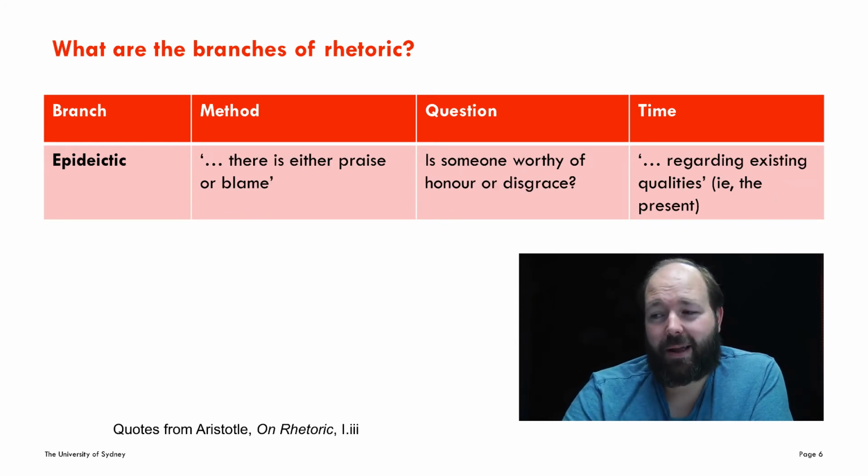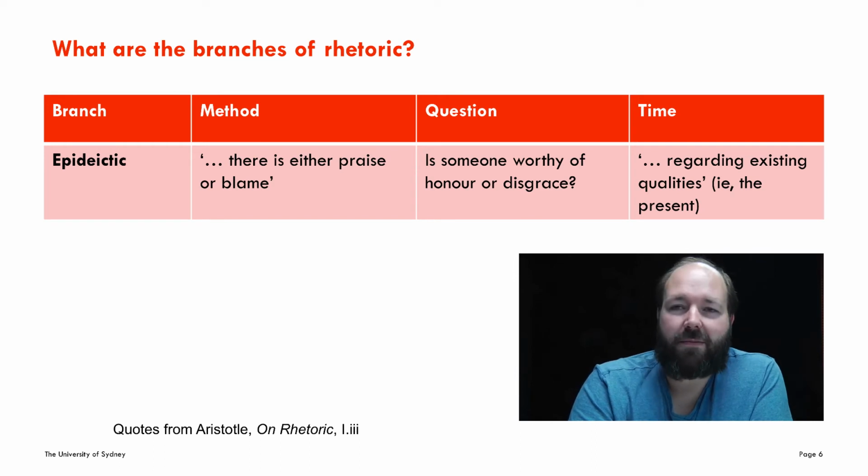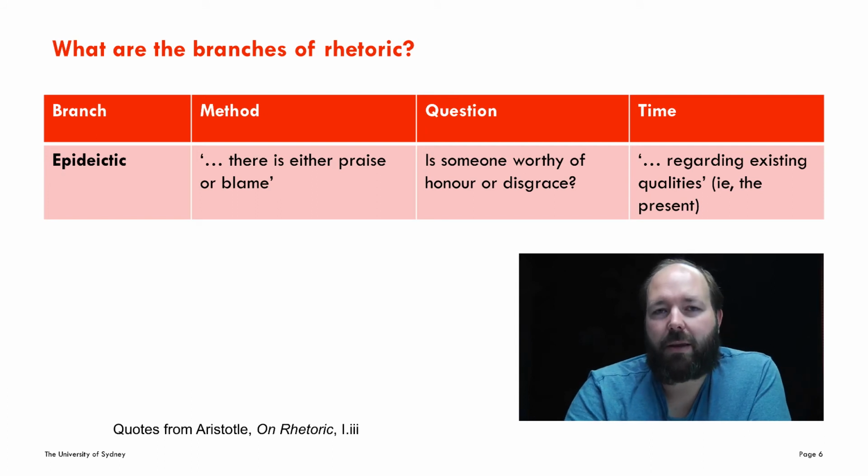Epideictic rhetoric refers to arguments that occur in the present regarding existing qualities. Because it refers to present people or situations or activities or events, the main method for an epideictic speech is either praise or blame, whether something is worthy of honour or worthy of disgrace. So epideictic rhetoric refers to things that are occurring at the present time.